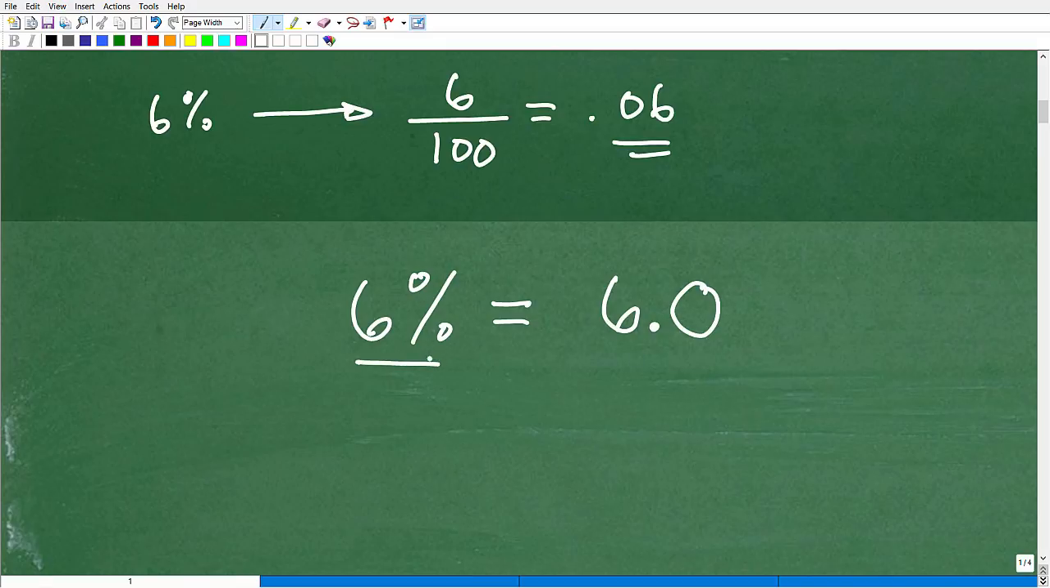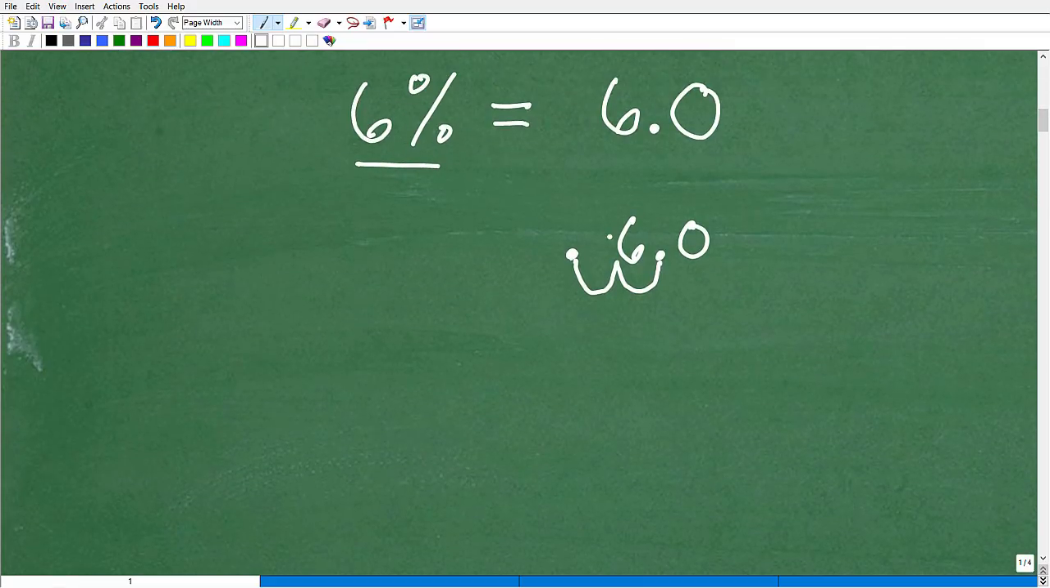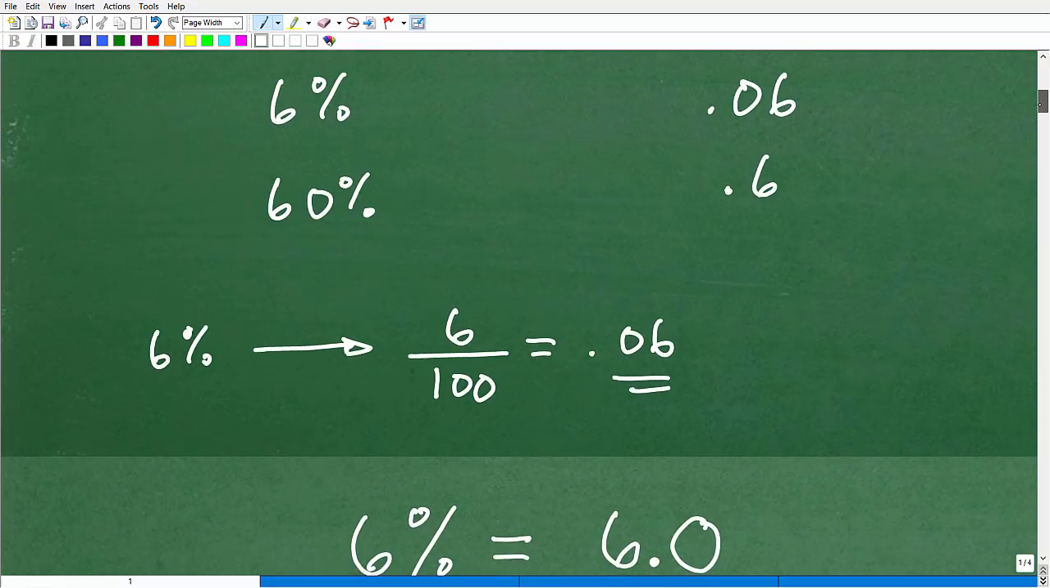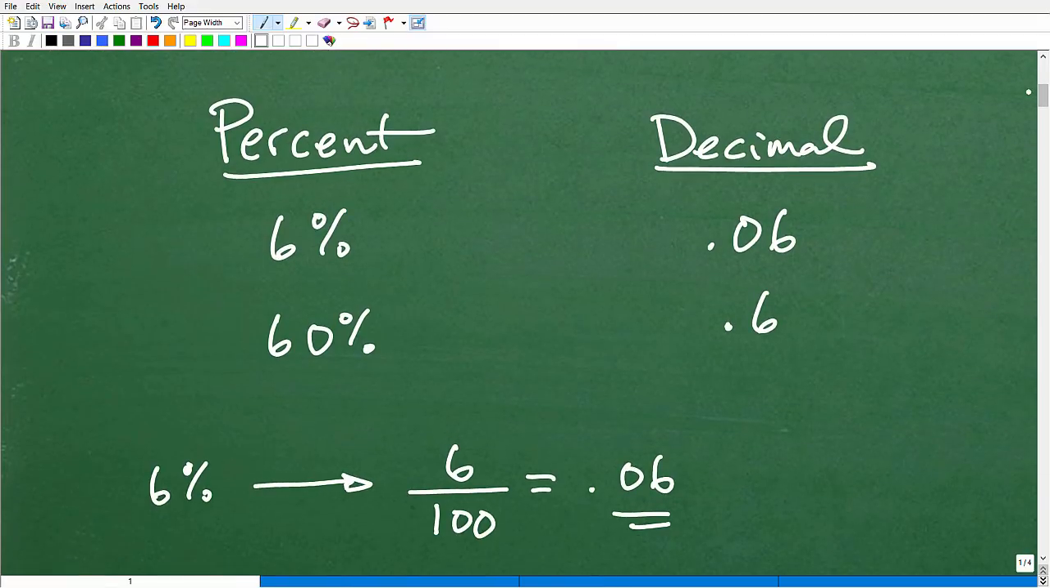Well, when we want to go from percent to decimal, we can scoot that decimal point 2 places to the left. So let's write this down here, 6.0. If I go 2 places to the left, 1 and 2, my decimal point is right there now. So I have to plug in a 0 as a placeholder. So that's 0.06. I went from here to here. This is effectively the same thing as dividing by 100, so you can move the decimal point 2 places to the left.